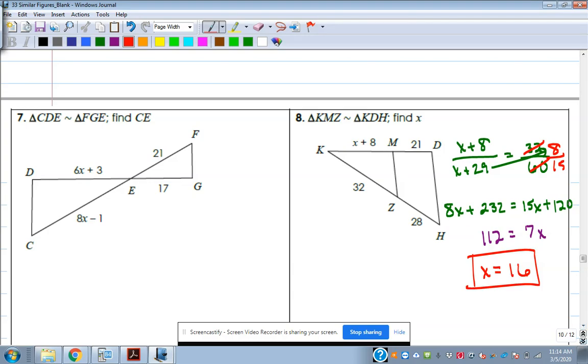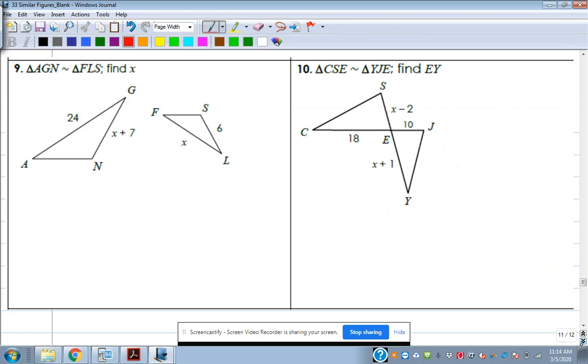All right. Number 9, fun problem. Let's see if we can set it up. AGN, supply, and FLS. I don't know what that stands for. All right, so let's set up 24 over x. So AG goes with FL, so 24 over x works. And GN goes with LS, so x plus 7.